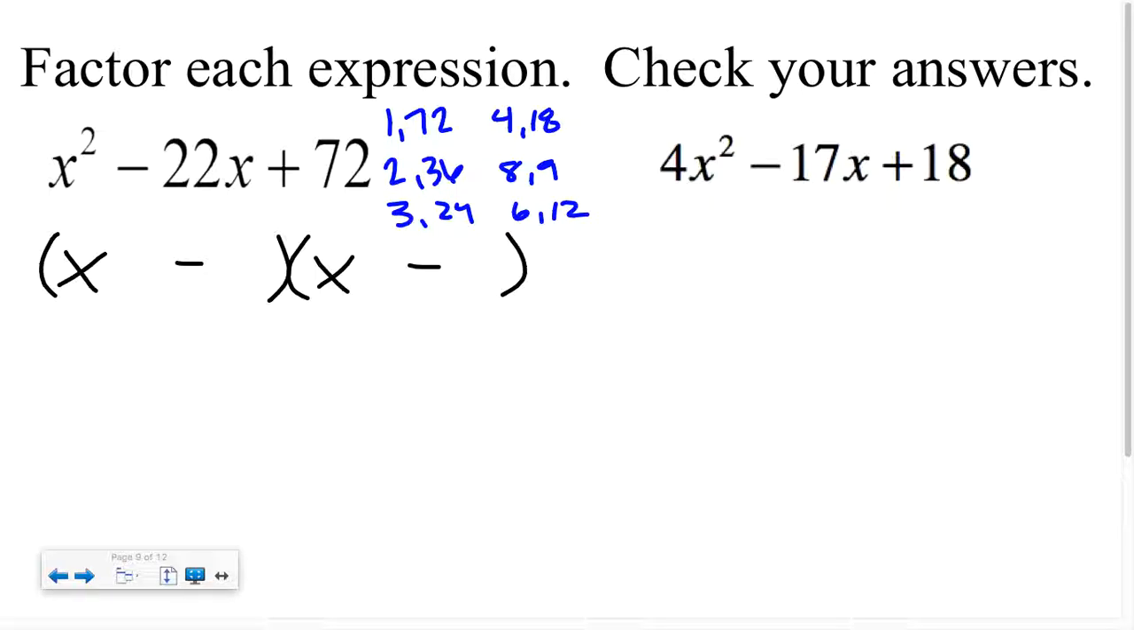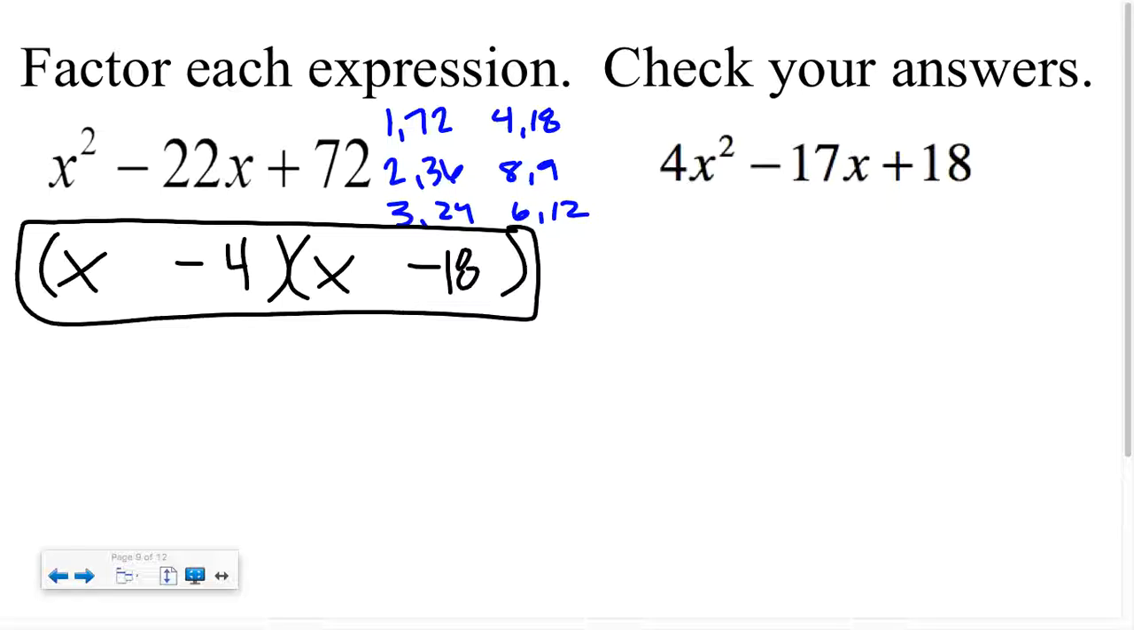They have to both subtract to make what value? 22. So, which two numbers are going to subtract to make 22? 4 and 18, right? So then x minus 4, x minus 18. That's another way you can kind of do it without having to do your outsides and your insides. That only works, though, if you have no coefficient way out in front. If you have a coefficient out in front, then you have to use your outside and inside terms.